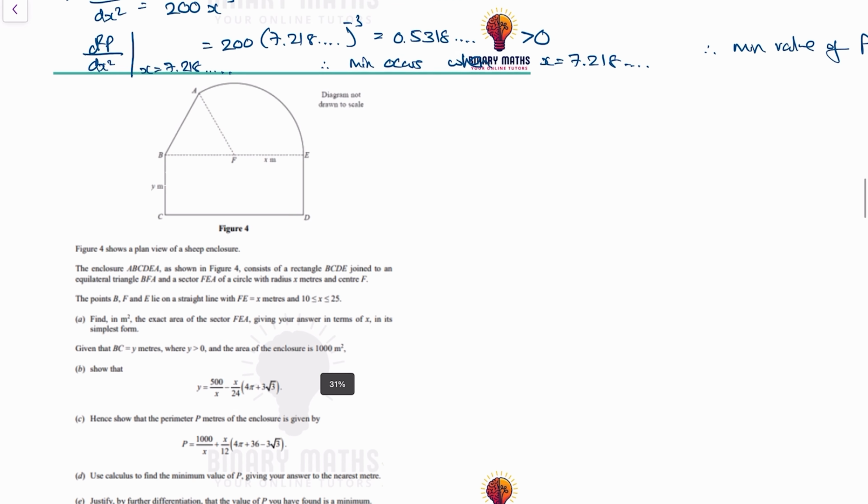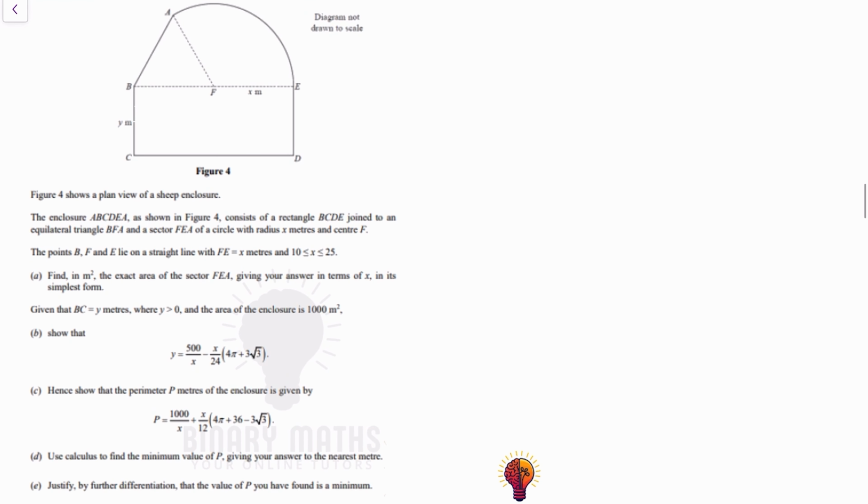Okay, next question. Figure 4 shows a plan view of a sheep enclosure. The enclosure, as shown, consists of a rectangle, an equilateral triangle, and a sector FEA. They lie in a straight line with FE equal to x, and x is between 10 and 25. Find in meters squared the exact area of sector FEA.